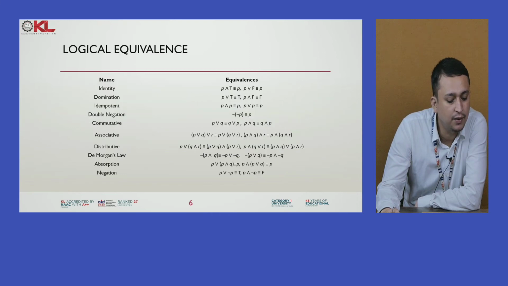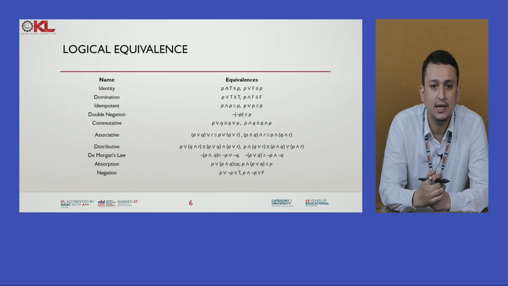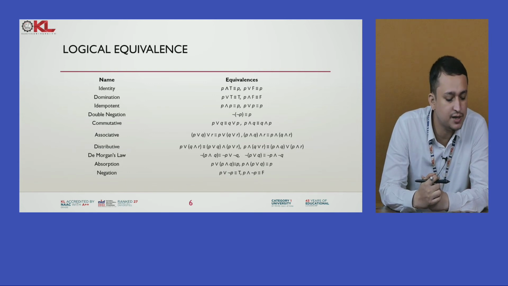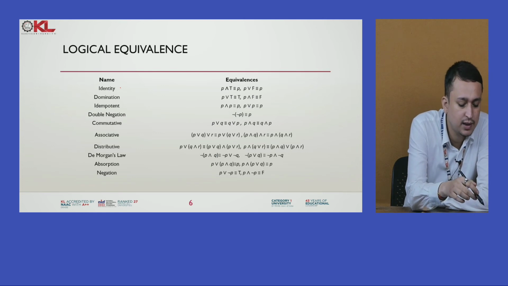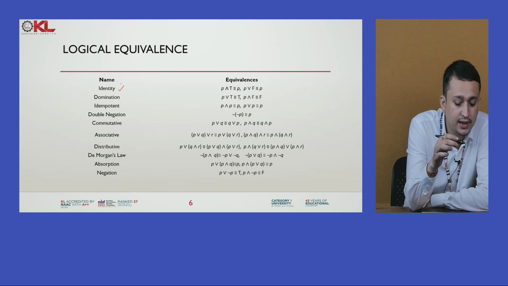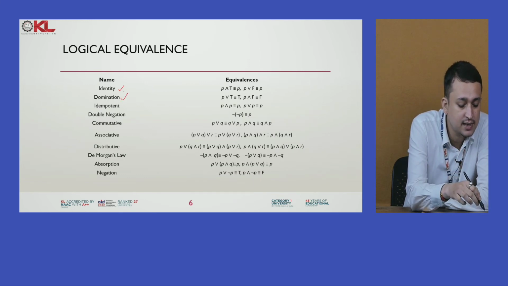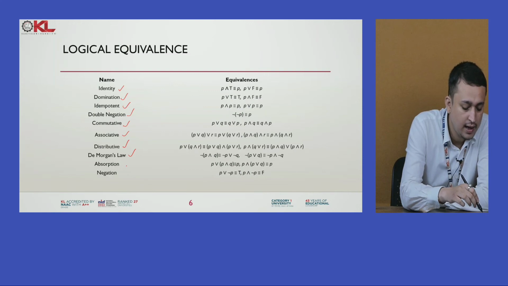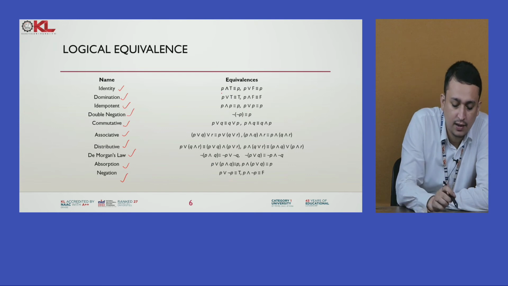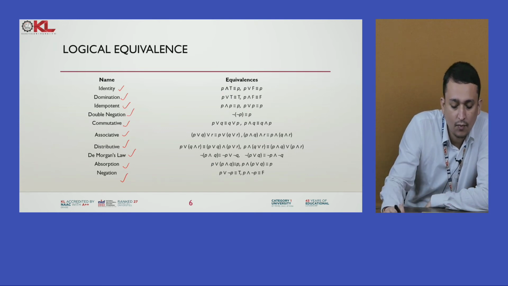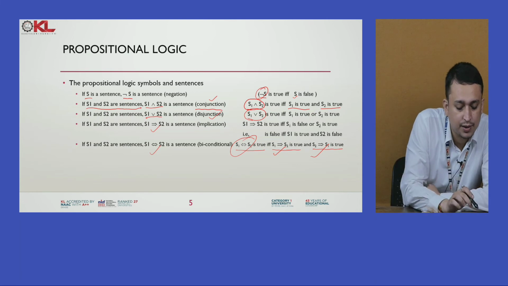Now we will go through logical equivalence. Here are various properties of logical equivalence, quite similar to the discrete mathematics properties. Starting with identity, then domination, idempotent, double negation, commutative, associative, distributive, De Morgan's law, absorption, negation. You can just go through it, as we have already gone through it.